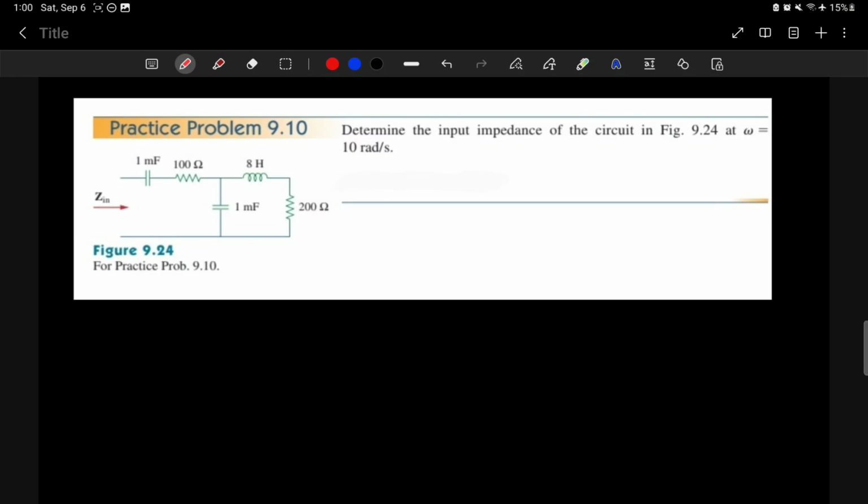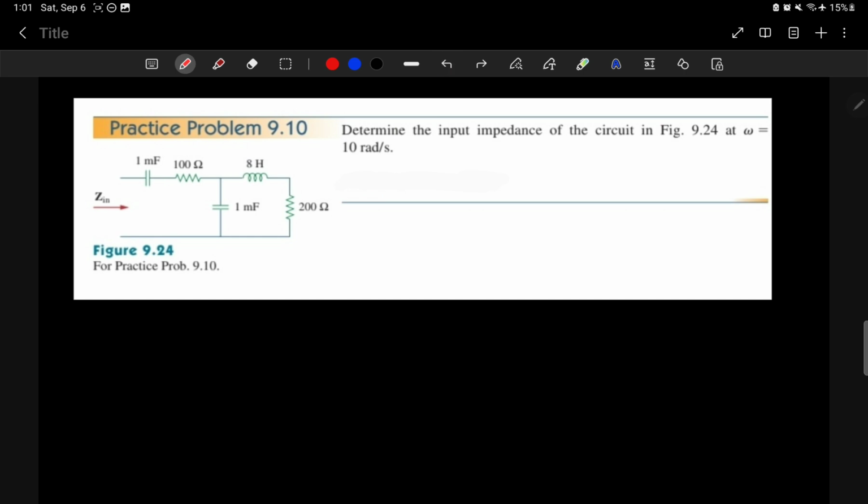For this question, we want to determine the input impedance, and we have 1, 2, 3, 4, 5 circuit elements. We've got 2 capacitors, 1 inductor, and 2 purely resistive elements. Since we're viewing the circuit from this side, what do we have? We have these 2 elements which are in series, then together they'll be in parallel to this one, then together they'll be in series with those 2 there.